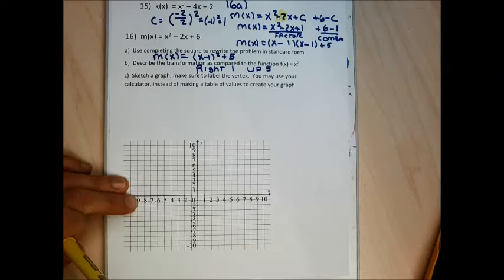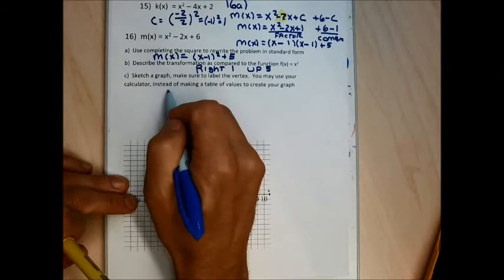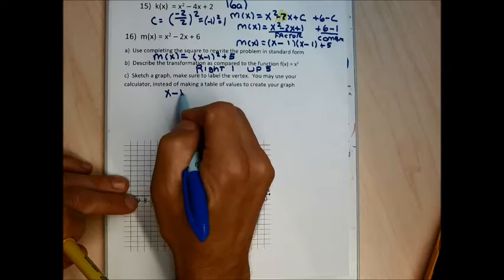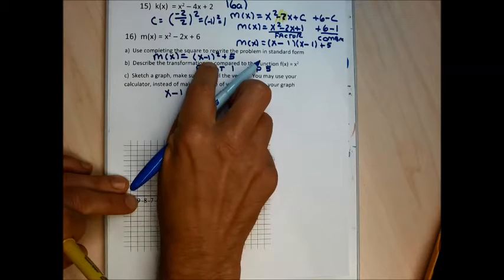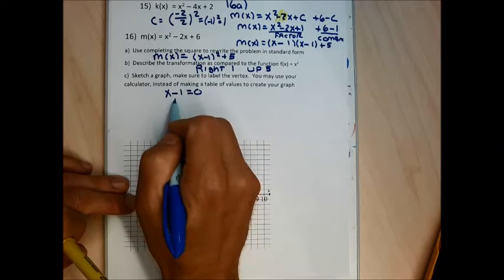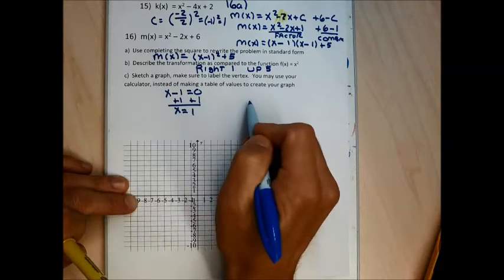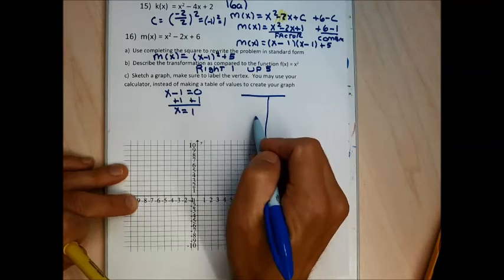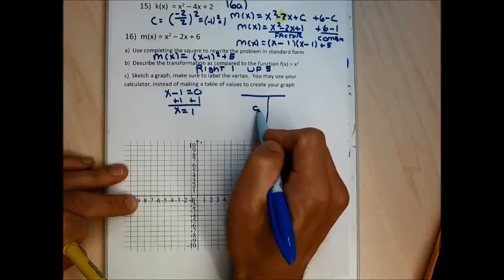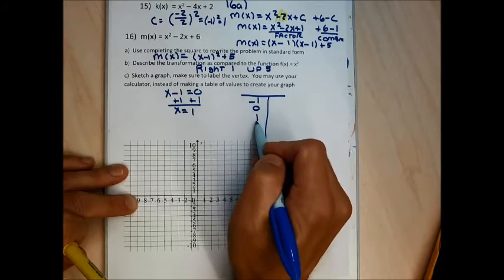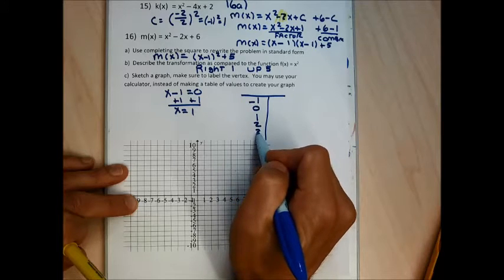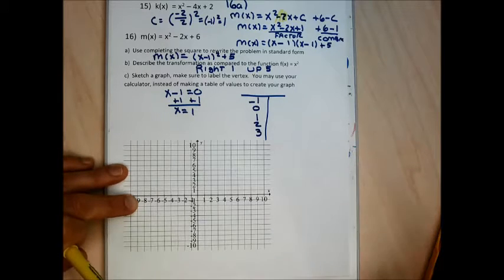Now I'm going to make a table of values and sketch a graph. To figure out what number to put in the middle of my x column, I take the inside of the parentheses and set it equal to 0. Now I'm going to add 1 to both sides, and that tells me to put 1 in the middle of my x column. I'm going to go smaller than 1 and get 0 and -1, and bigger than 1 and do 2 and 3. So that's the table I'm going to use.